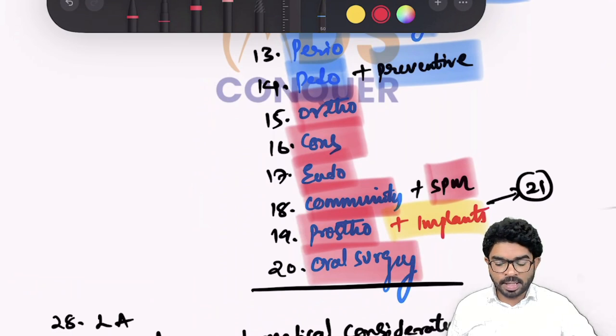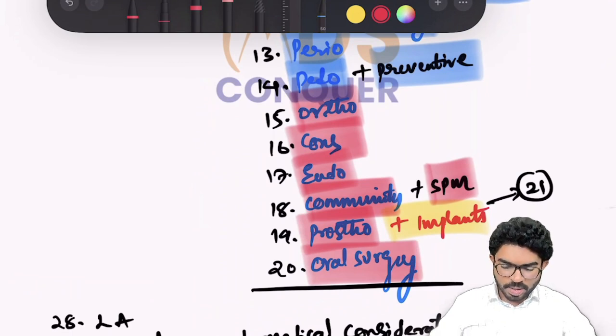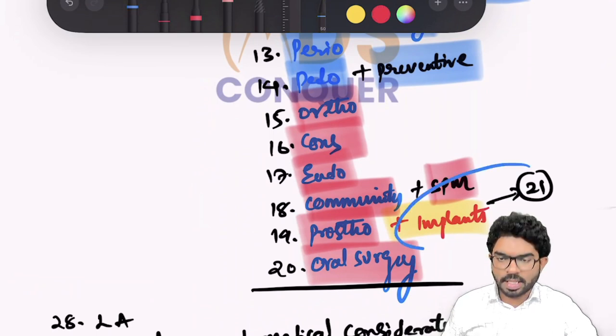Oral surgery. Apart from this, I told you these are the 20 main subjects which I have listed out, followed by which I have segregated it separately. Implantology is the 21st subject.